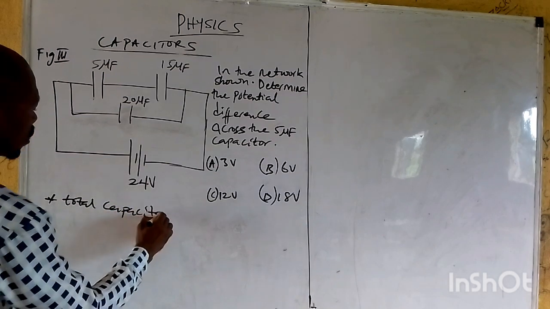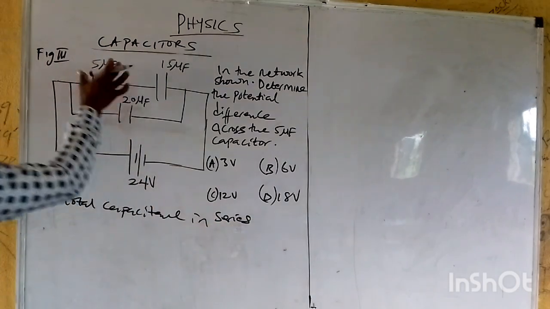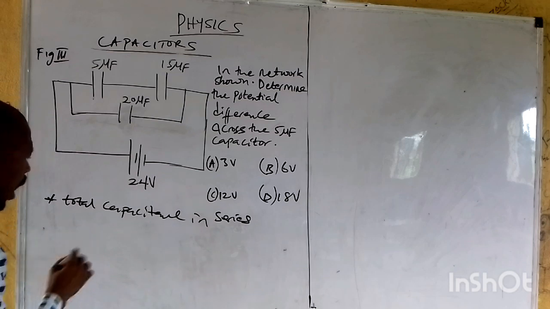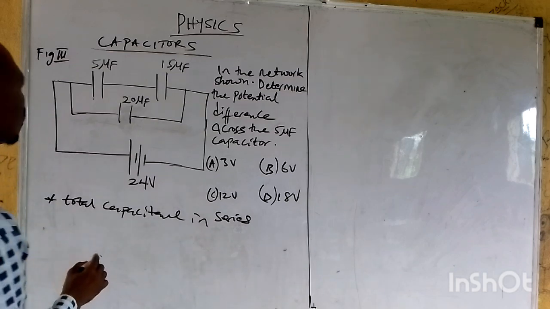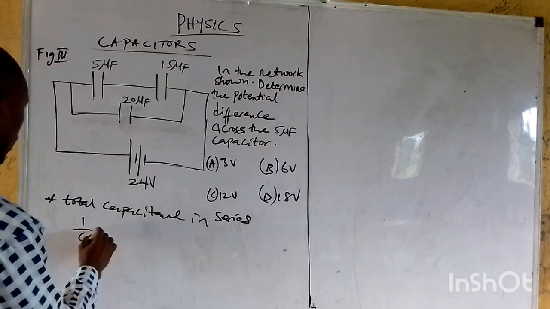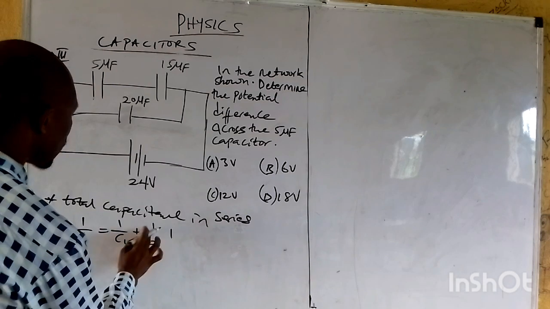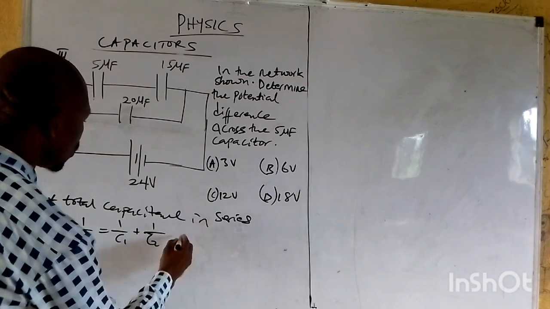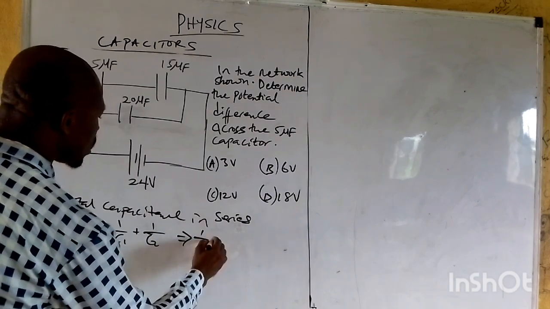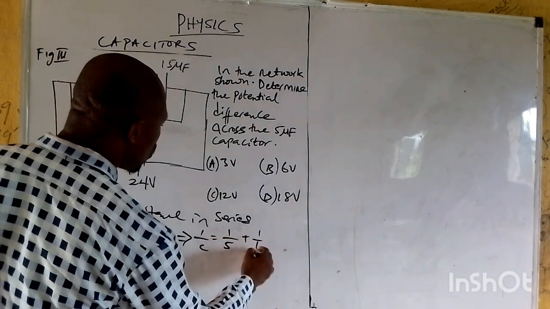capacitance in series. Total capacitance in series. Of course, these two are the only ones in series. This one is in parallel. We now have that the series connection is 1 over C equals 1 over C1 plus 1 over C2 plus 1 over C3, as the case may be, which will now give us that 1 over C is equal to 1 over 5 plus 1 over 15.